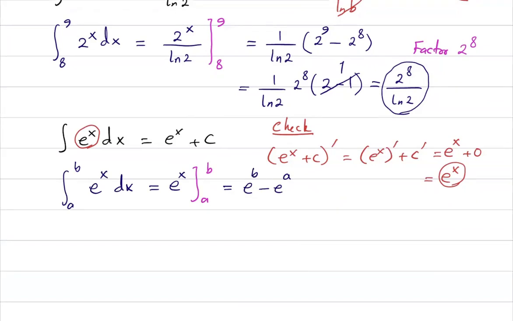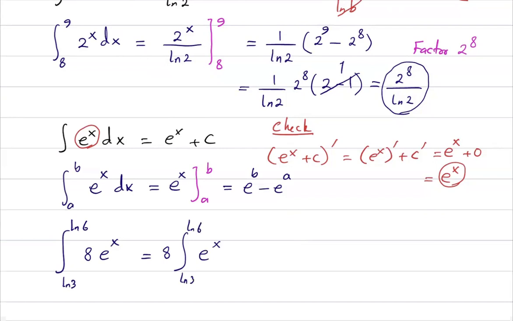Consider calculating the integral of 8 e to the power x, as x is ranging between ln of 3 and ln of 6. First of all, this 8 can be written in front of your integral. So you're left with the integral of e to the x that you know how to calculate. This is 8, parentheses, e to the power ln of 6 minus e to the power ln of 3.